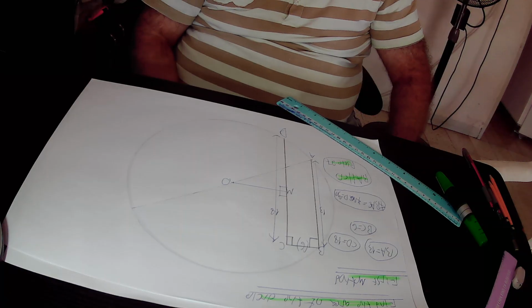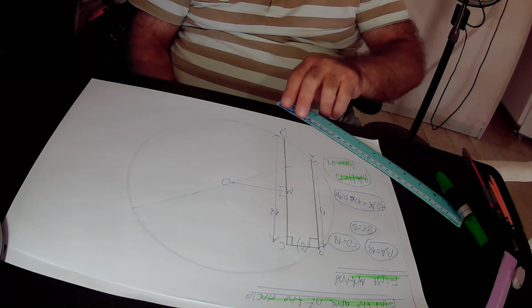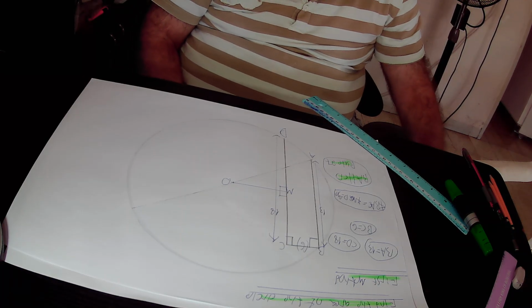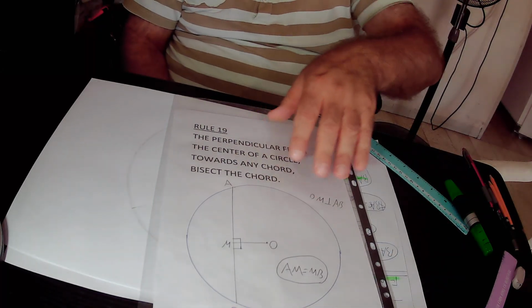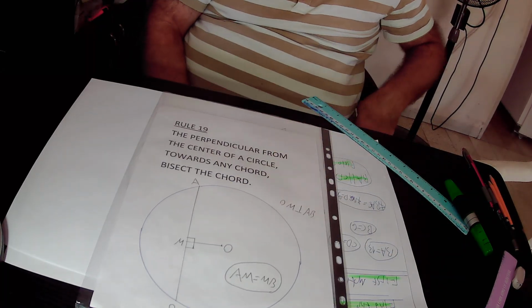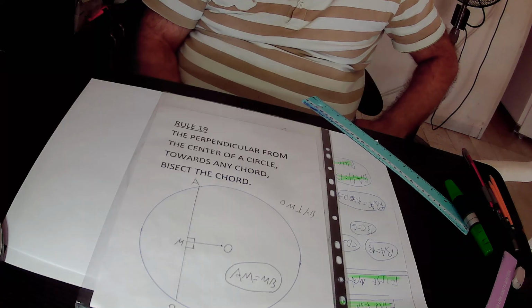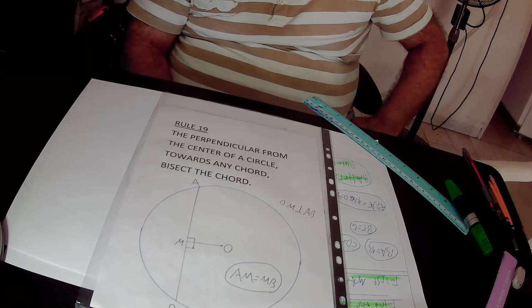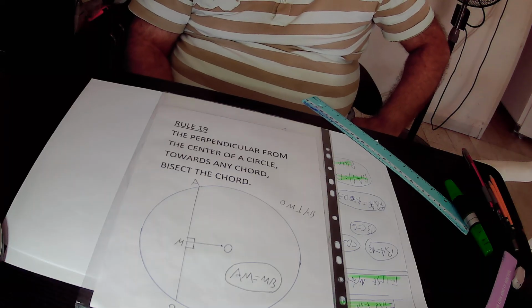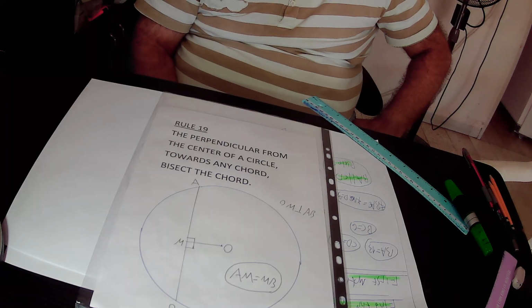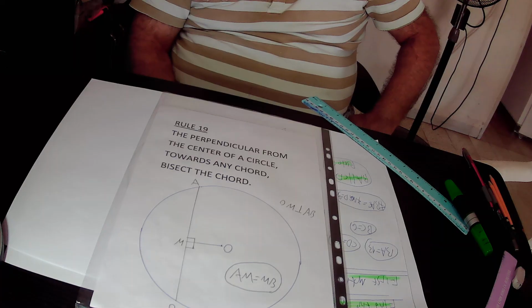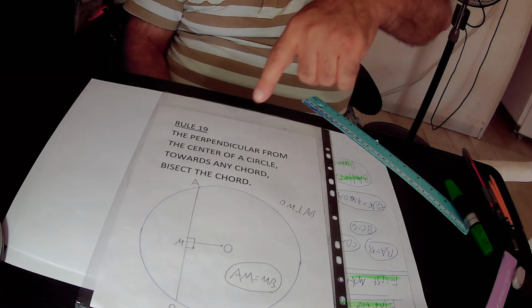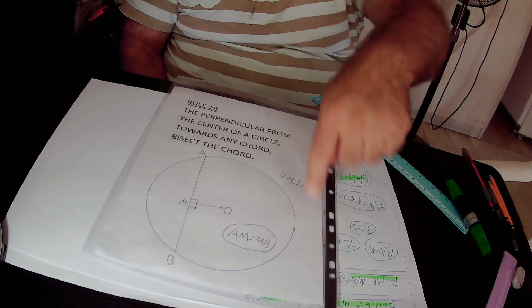Here we can implement rule 19. I'll repeat quickly rule 19. According to rule 19, the perpendicular from the center of a circle towards any chord bisects the chord. Again, the perpendicular from the center of a circle towards any chord bisects the chord.